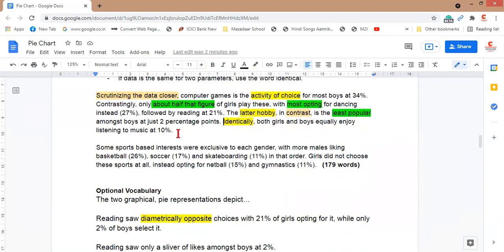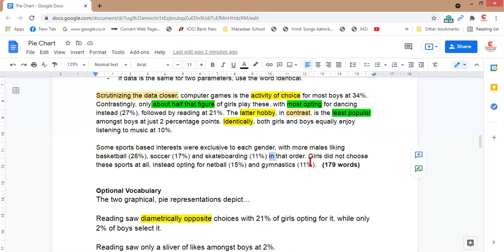Once you have dealt with most of the big data chunks, you move to the next body paragraph, which will be a little less than the previous one. And here now I'm speaking of only sports-based interests. So I say some sports-based interests were exclusive to each gender, with more males liking basketball 26%, soccer 17%, and skateboarding in that order. Here I mentioned a series. I gave a data series and I brought in all the data here.